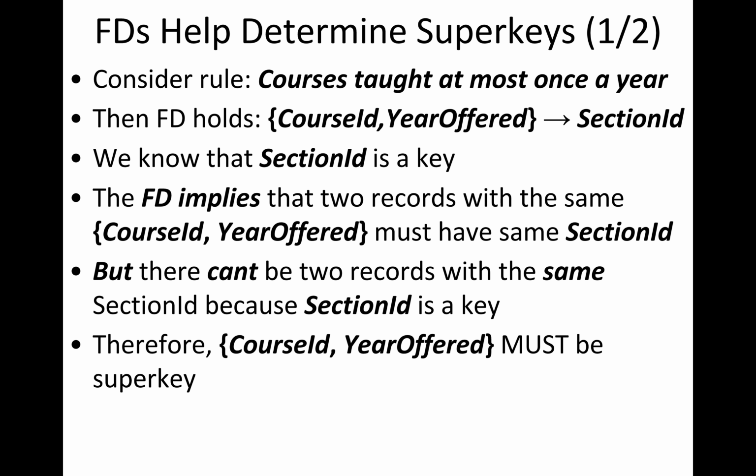Right. So if you have the course ID, right, that presumably, if you have a different combination of course ID and year offer that gives you the same section ID, you can't have redundancy of section ID because section ID can't repeat. Right. So if section ID can't repeat, then it must be that the combination of course ID and year offer cannot repeat either. Right. So it itself is a key.